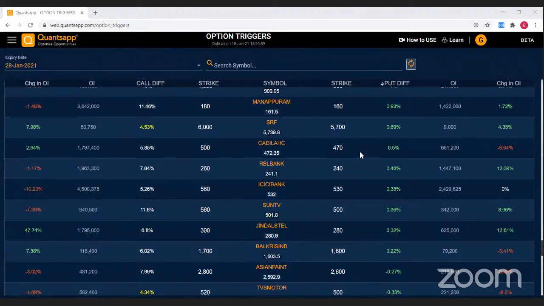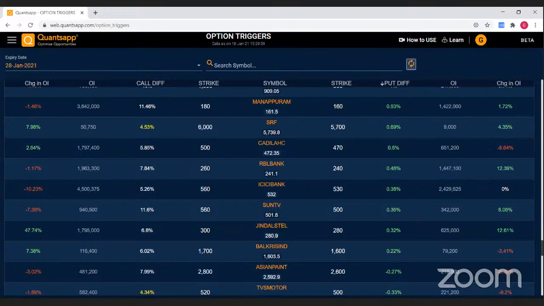Let's say Cadila Healthcare. Cadila Healthcare is at around 472 and 470 का highest put option है. Now you can see at this level, highest put के level पे, market participants have actually reduced their position, and so they are feeling some jitteriness. Put writers are feeling some discomfort at this level. That's why they are reviewing their position and think prices might fall down or something.